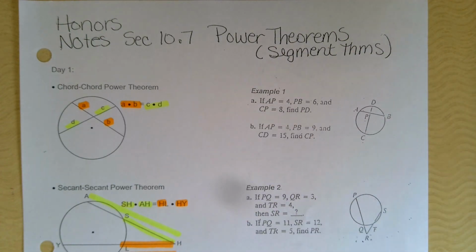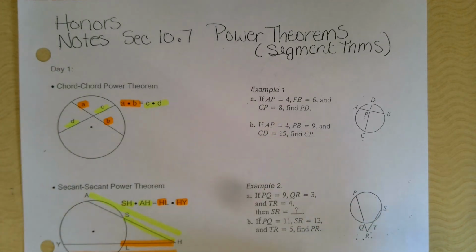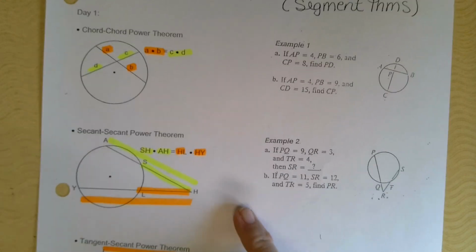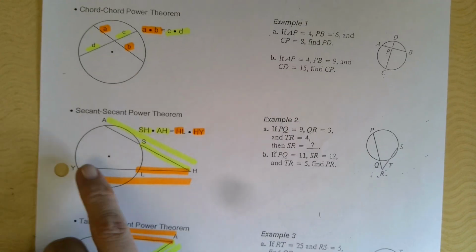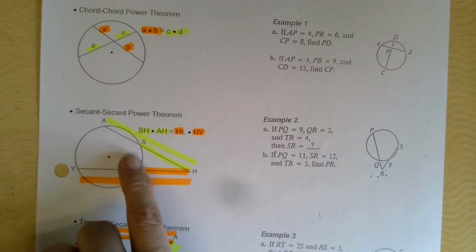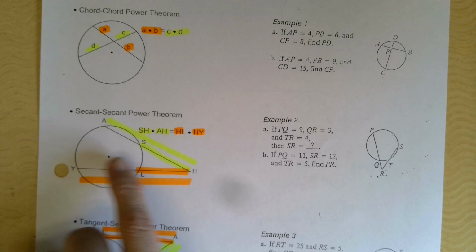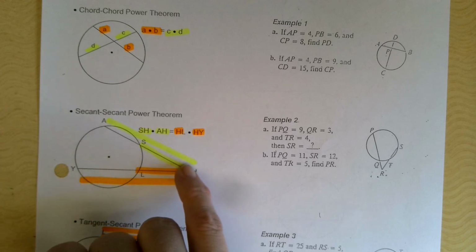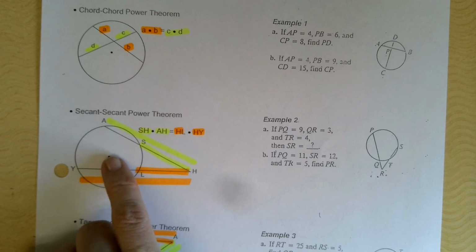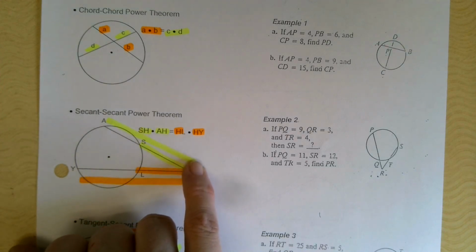Hey students, these are the notes for section 10.7, the power theorems, which are the segment theorems with our circles. The reason they're called the power theorems is we're talking about what's called the power of a point. The power of a point has something to do with the relationship of a point and the distance from the center of the circle to the point.